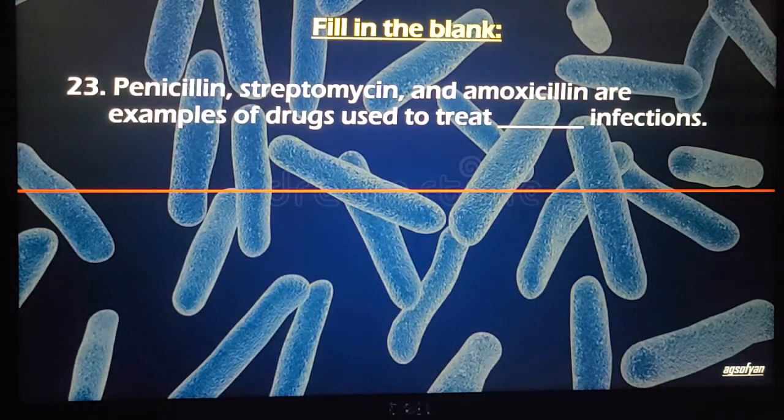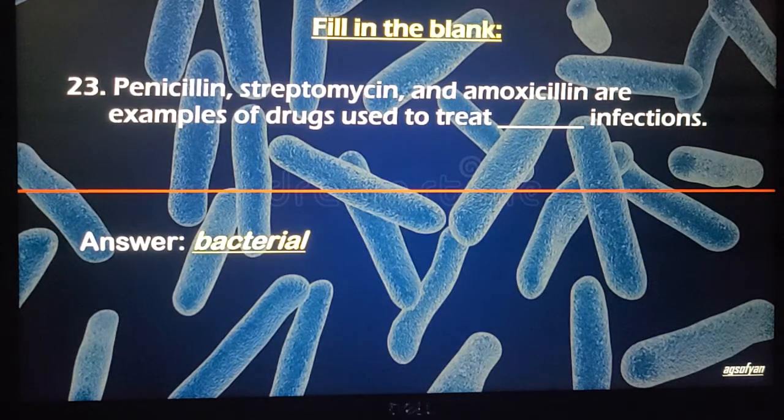Okay, fill in the blank. Number 23. Penicillin, streptomycin, and amoxicillin are examples of drug used to treat blank infection. Write your answer. Yes, they are used for bacterial infection. So they are antibiotics used only for bacterial infection.